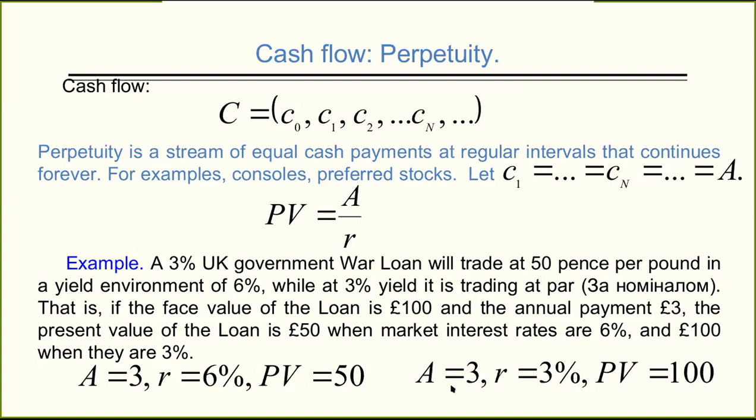So you see that present value will be changing. It's natural if the economic environment changes, if it is 6% or 3%.